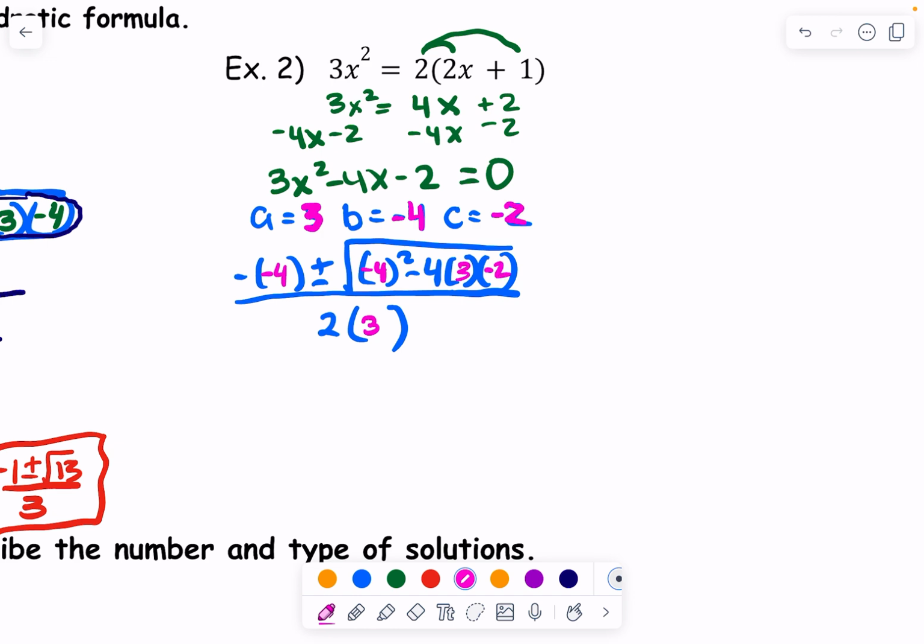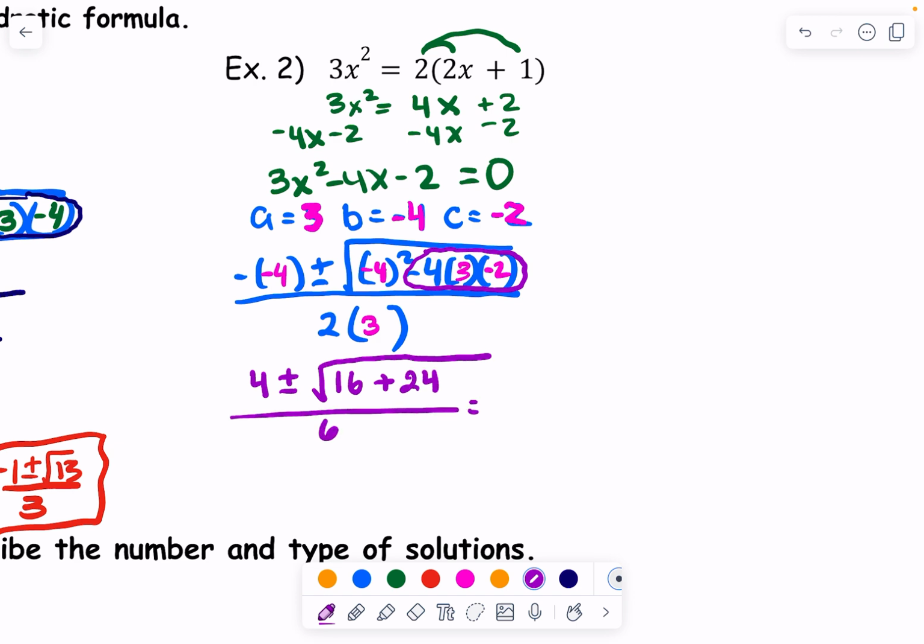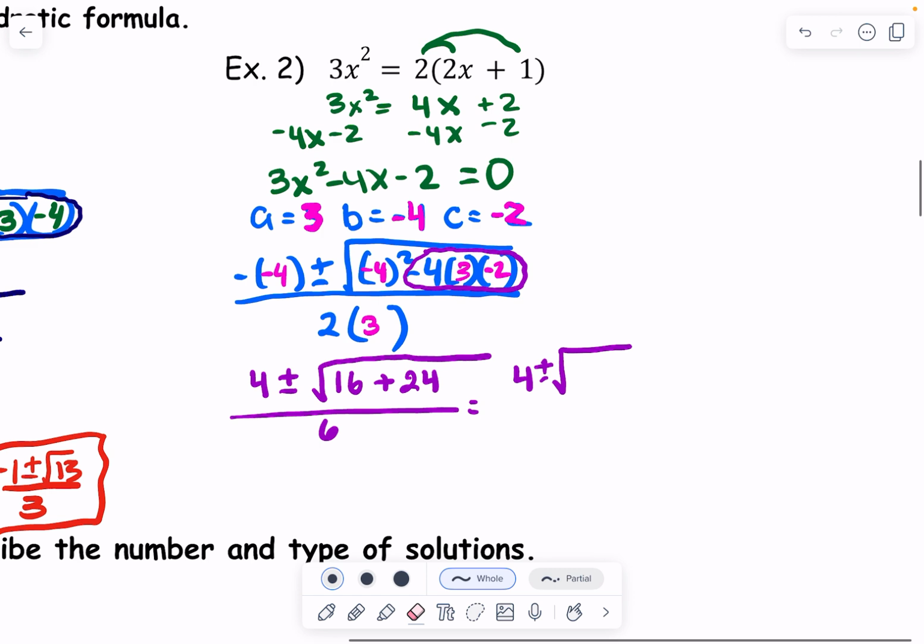All right, let's simplify. So the opposite of negative 4 is just a 4. Plus or minus the square root of negative 4 squared is 16. And remember, we're treating all this as one value. So this is positive 12 times 2, which is 24, over 6. We simplify this, and we're going to get plus or minus, don't forget that. We're going to have 40.